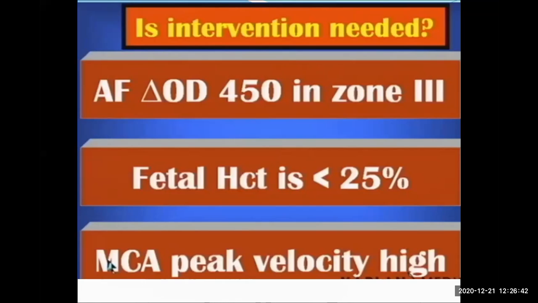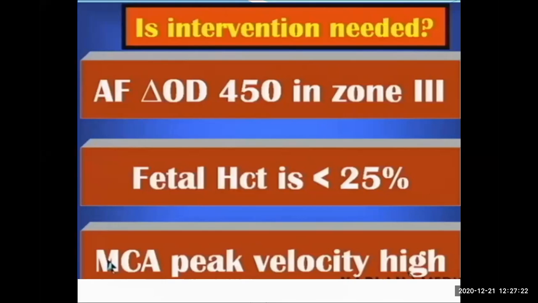See this. This is definitely a case of severe anemia. Lilly zone 3 graph is a feature of severe anemia. Fetal hematocrit less than 25%, severe anemia. MCA peak velocity high, severe. So definite intervention is needed. Now the decision is according to the gestational age, less than 34 weeks or more than 34 weeks. More than 34 is delivery, there's no doubt about it. Less than 34, transfusion is given because there is too much hemolysis going on. The baby is severely anemic, so intrauterine transfusion is given.